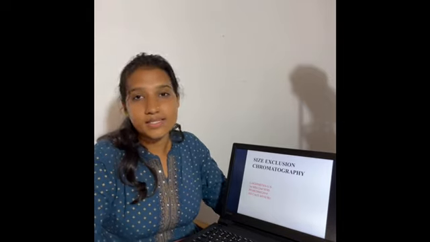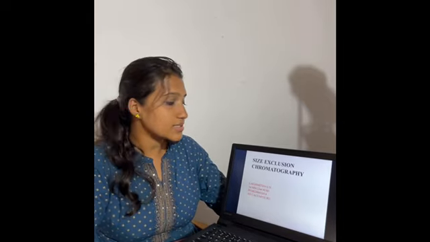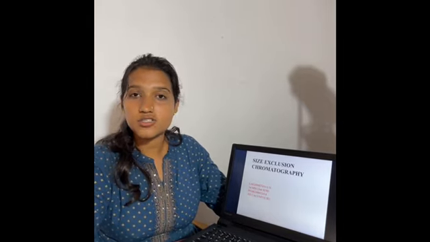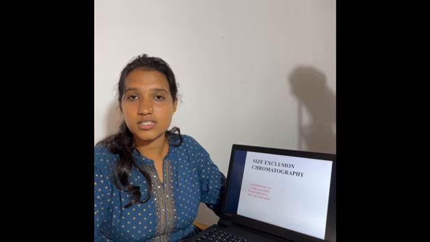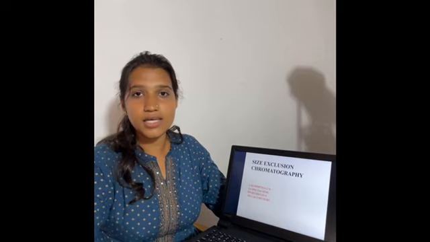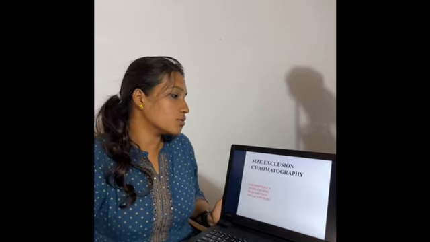Today I'm going to explain size exclusion chromatography. In this session we will study the introduction, principle, instrumentation, and application. Firstly, I want to tell you about size exclusion chromatography. Size exclusion chromatography is a separation technique used to separate solutes based on their size and shape.